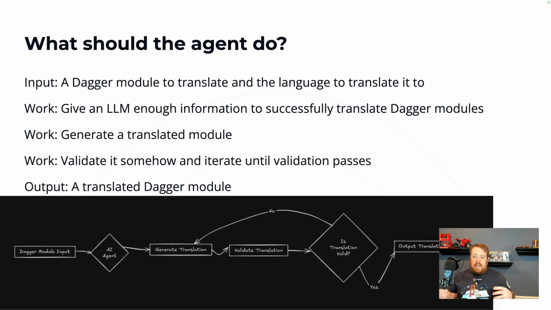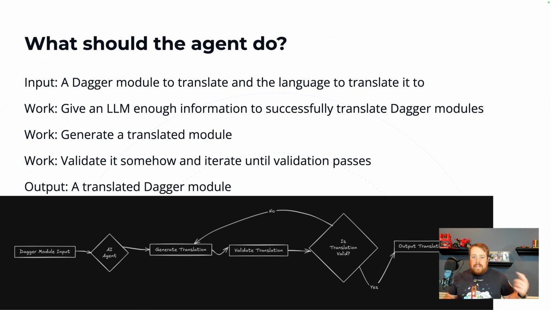And so what should our agent do in this use case? So we're mentally designing this agent to solve this translation problem. So our input is going to be a Dagger module that needs to be translated and the language we want to translate it to. Its work is going to be, we're going to give it enough information to be able to translate modules. So we'll give it a bit of information about the SDK for the language it's reading and the language it needs to write in, and things like that. Then it's going to generate this translated module. So it's going to write some code in a new language that does the same thing as the source code.